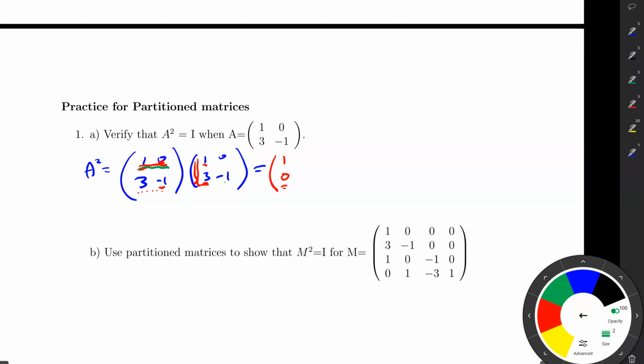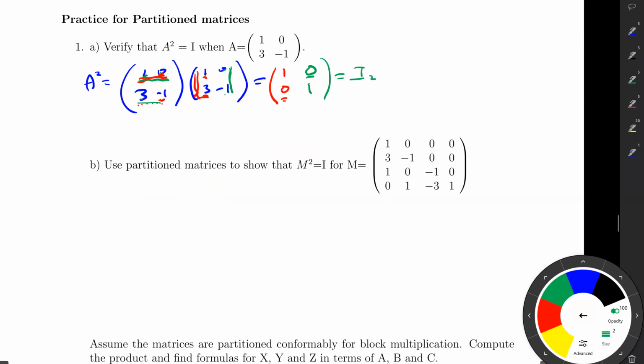So this row times this column will give me this entry. 1 times 0 plus 0 times negative 1. That's a 0. I'm going to take this row times this column. 3 times 0 is 0 plus negative 1 times negative 1. That gives me a 1. Look at that. That is the identity matrix I sub 2.